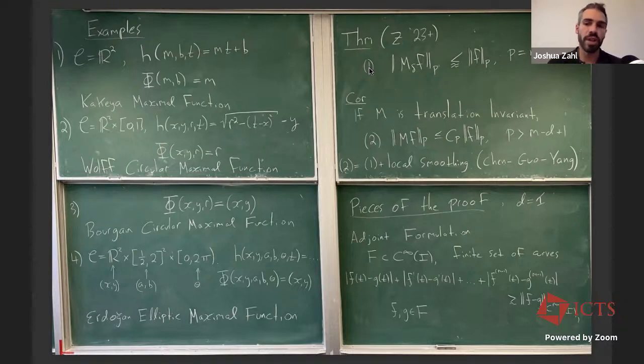I have this interval I, same interval as before. And I have a finite set of curves, which I'll call capital F, and they're all smooth curves on this interval I. And this collection of curves has a sort of interesting property.